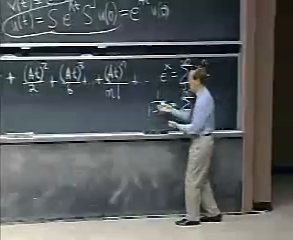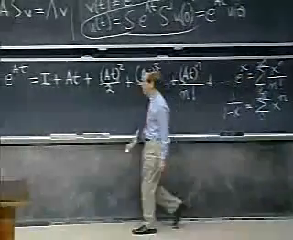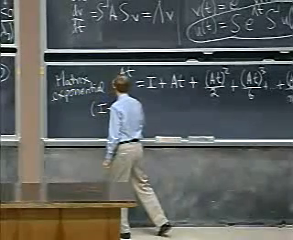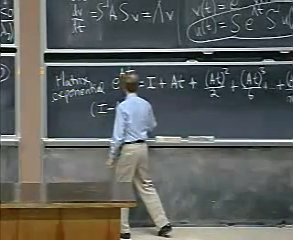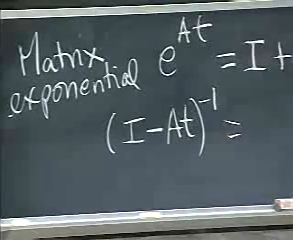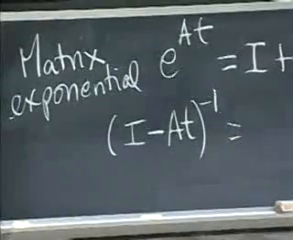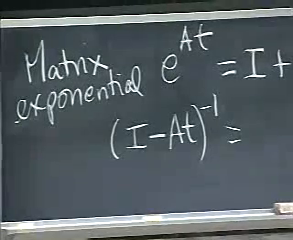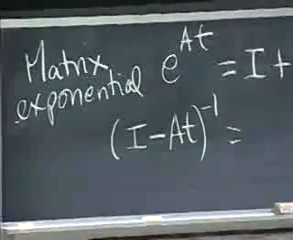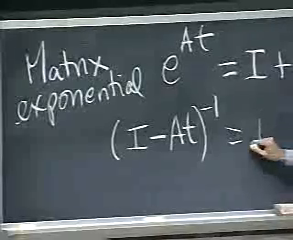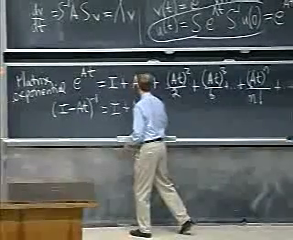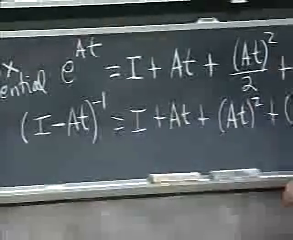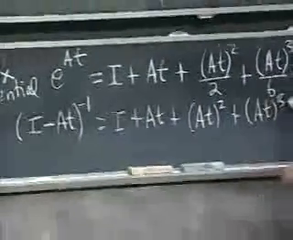So actually, of course, there would be a similar thing here. If I wanted, I minus At inverse would be, now I've got matrices everywhere, but it's just like that series without the divisions. It's I plus At plus At squared plus At cubed and so on forever.